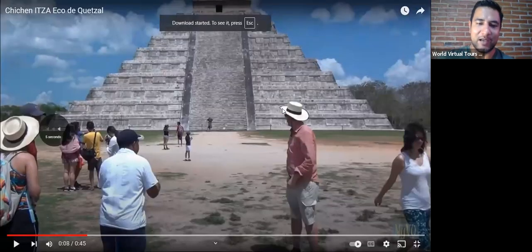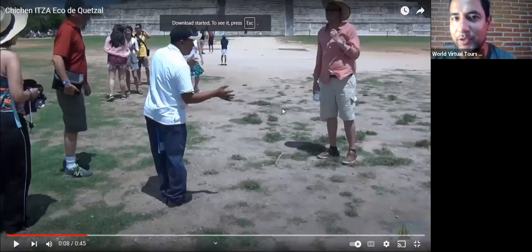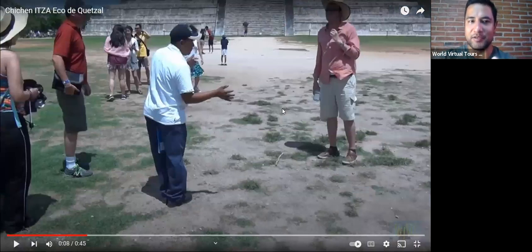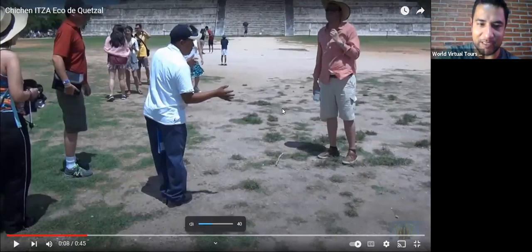Okay, so here we have a tour guide standing in front with a group of people standing in front of the stairs of the temple of Kukulkan. And whenever you want, if you clap, you will hear the echo and you will hear the sounds of this bird, the sound of the quetzal. Pay attention, please.